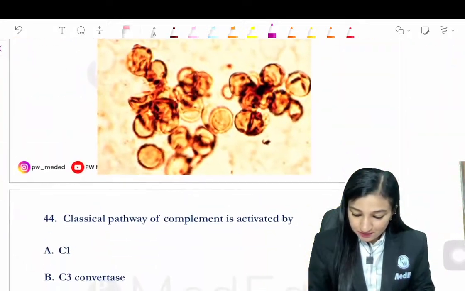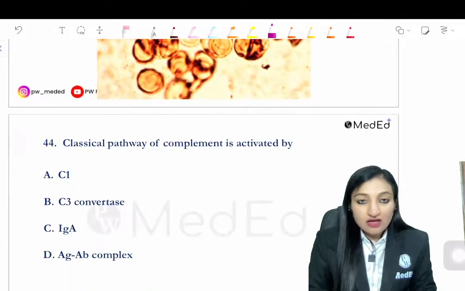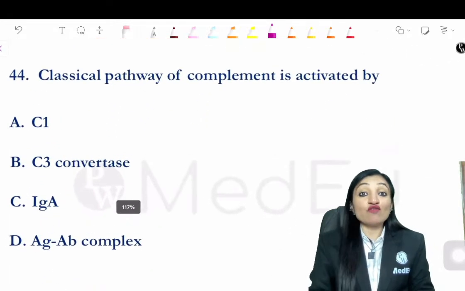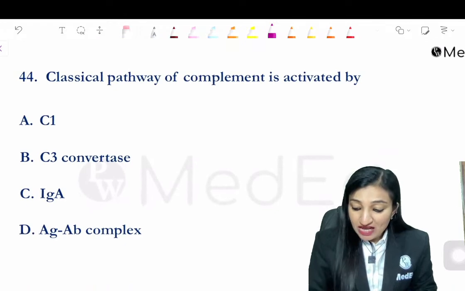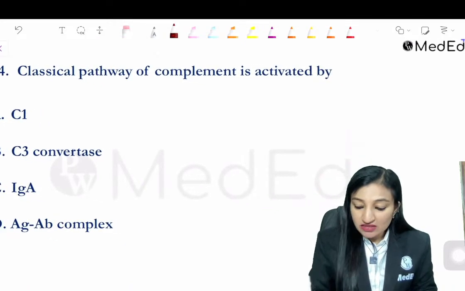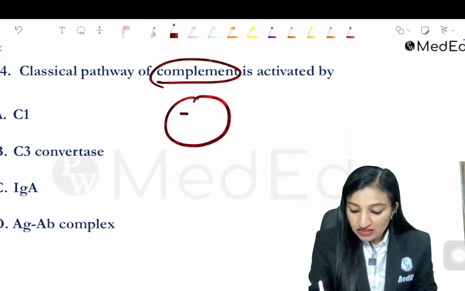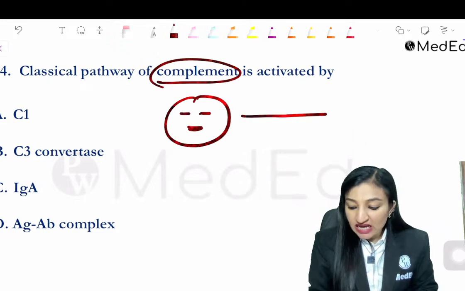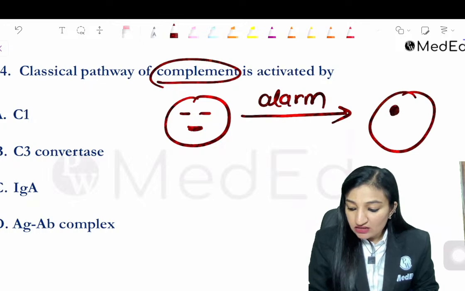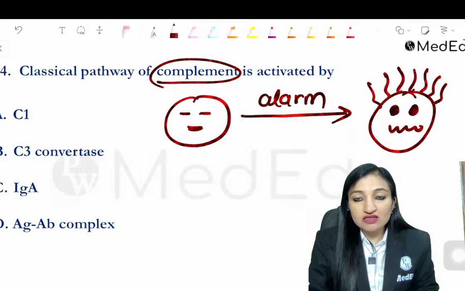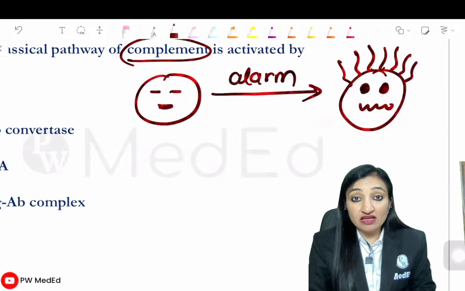Is this clear? Okay. Next question, guys. The classical pathway of complement is activated by. A few minutes back, I told you about the sleeping complement proteins. So these are the sleeping complement proteins. Who is their alarm clock? They are going to wake up and come to our rescue to help us whenever an infection occurs.